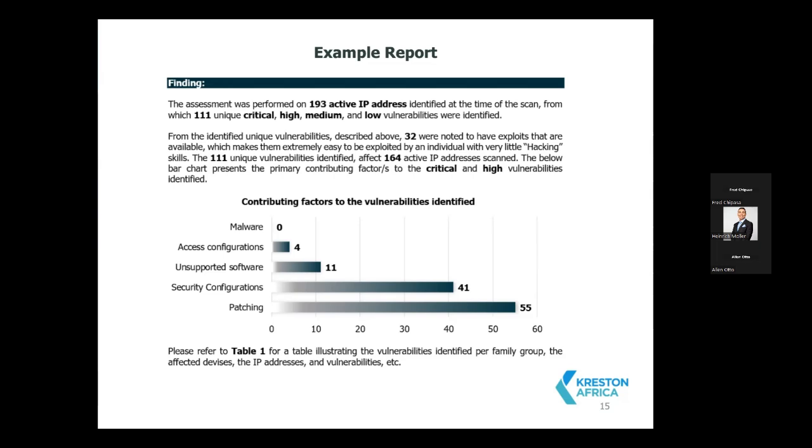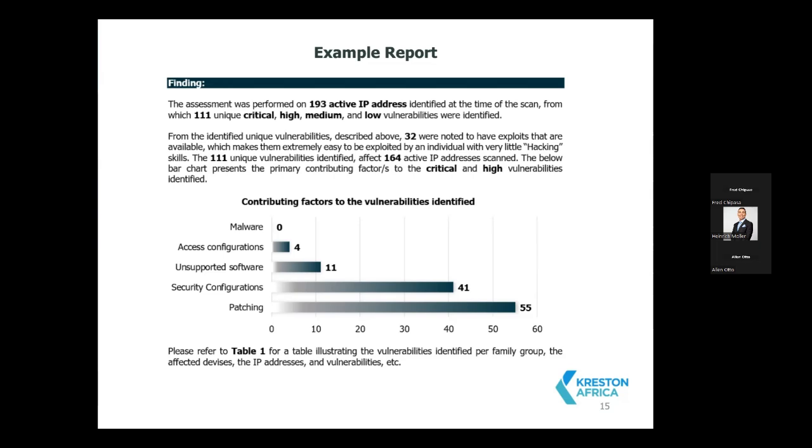So we divide our vulnerabilities into 5 key areas, which is malware, access configurations, unsupported software, security configurations, and then patching. This enables us to write very specific root causes and recommendations to address the root issue around the vulnerability. There is absolutely no point in us providing a report to a client and telling them all the fixes of the vulnerabilities and how to do it, but we don't address the core issues. So this is what we try to do here.